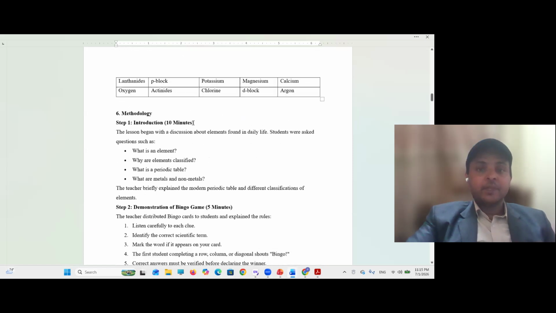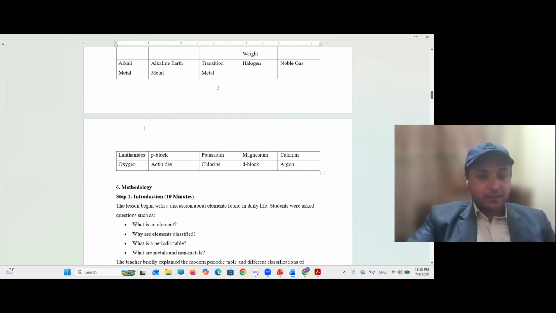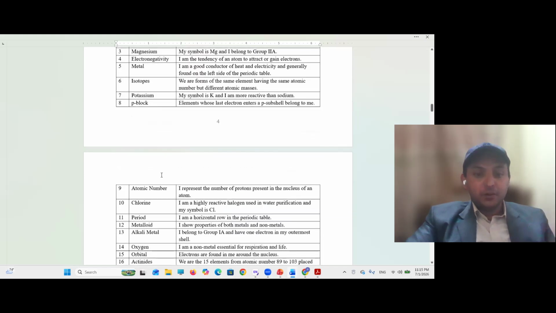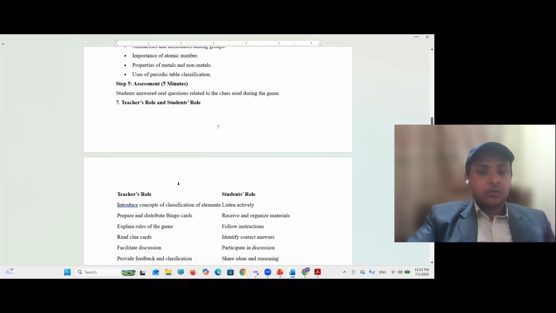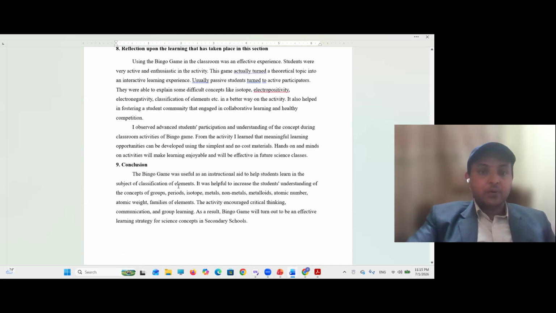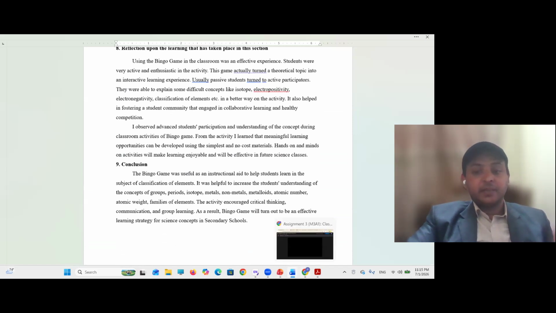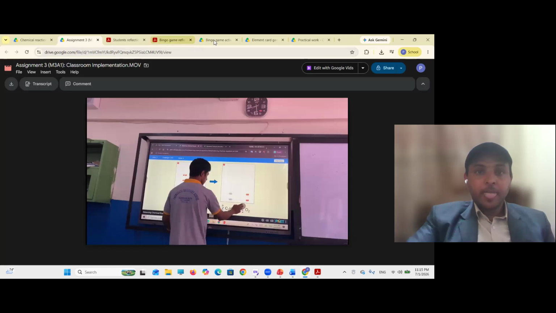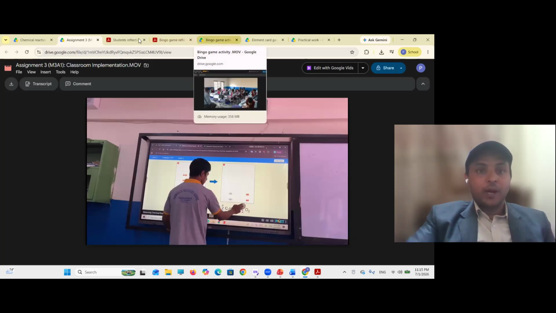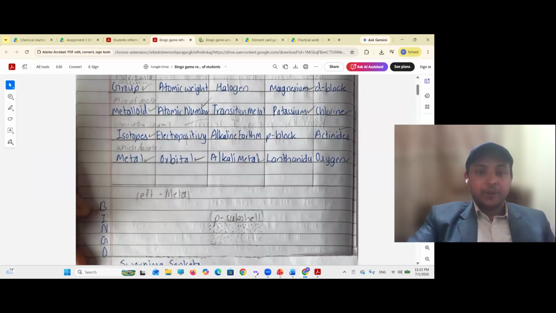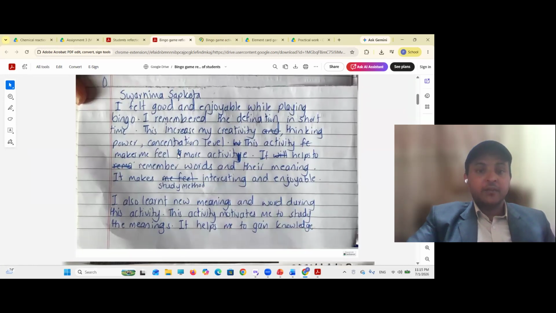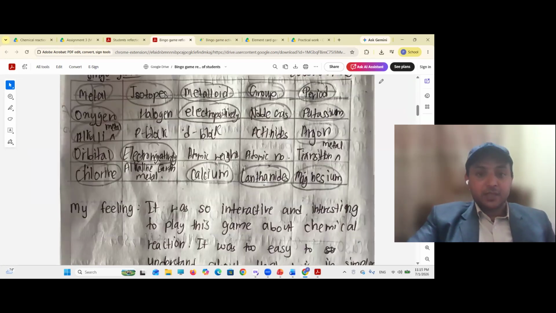When they get the first column, first row, or first diagonal, they say bingo and then continue the work. In this activity, I found that students are highly engaged, and they say that this kind of activity is very helpful for them. I want to show you a bingo reflection card prepared by the different students, where they have written their feelings. They are enjoying the activity and understanding the concept very easily.